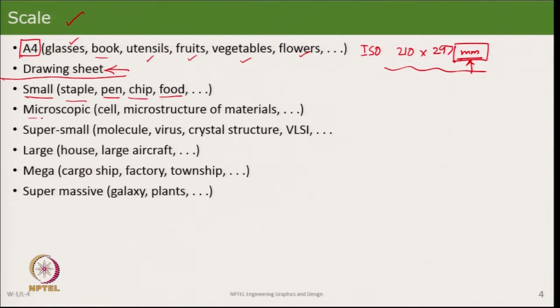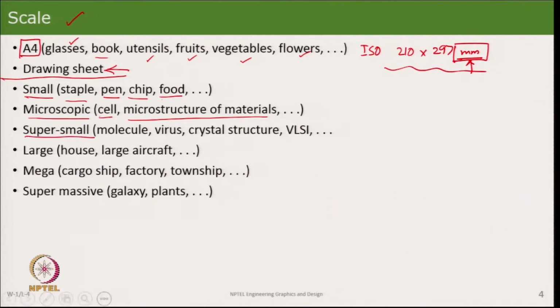So, that takes us to things which I have listed here as microscopic, or where you may use a magnifying lens. Now we get into things of the order of less than a millimeter or hundreds of micrometers: a cell, the microstructure of materials, the structure of soil, things like that. And then we could look at even smaller things. I have called this super small.